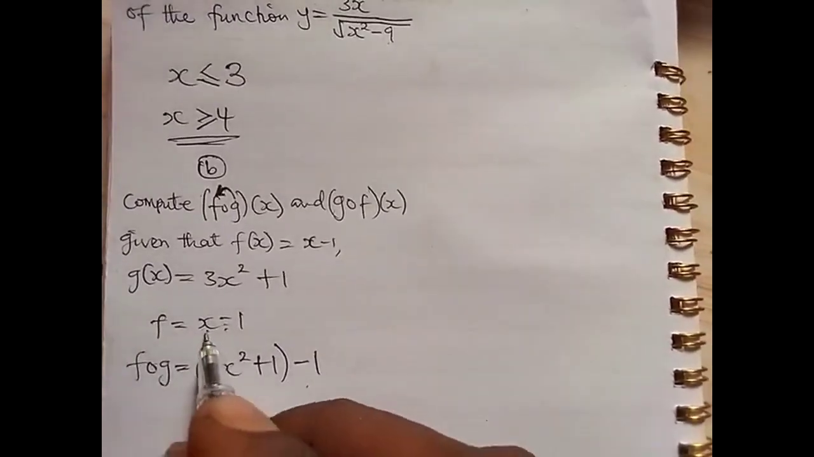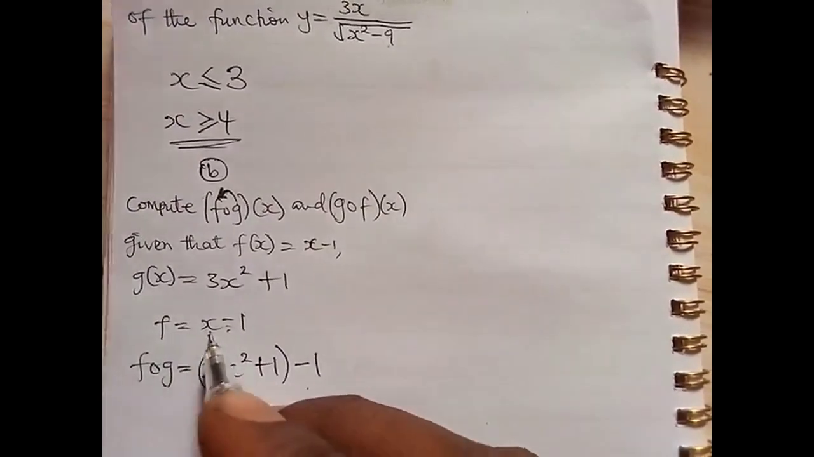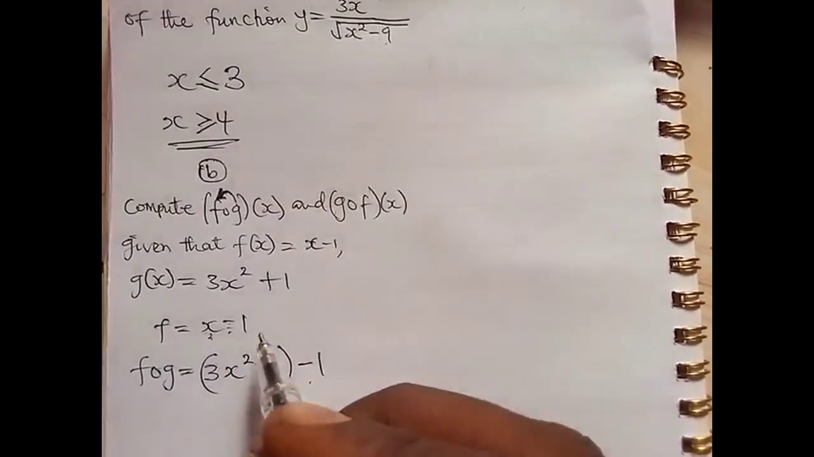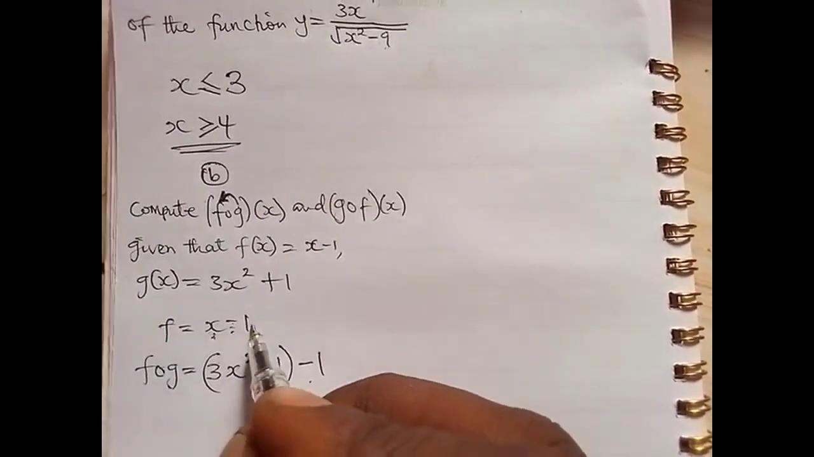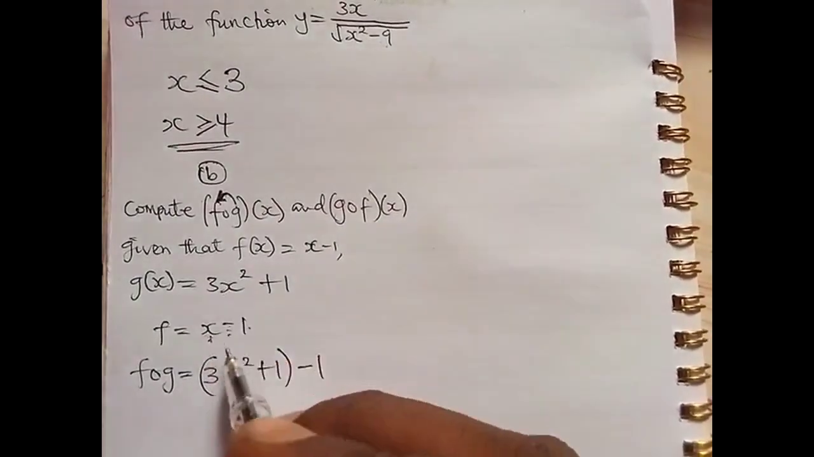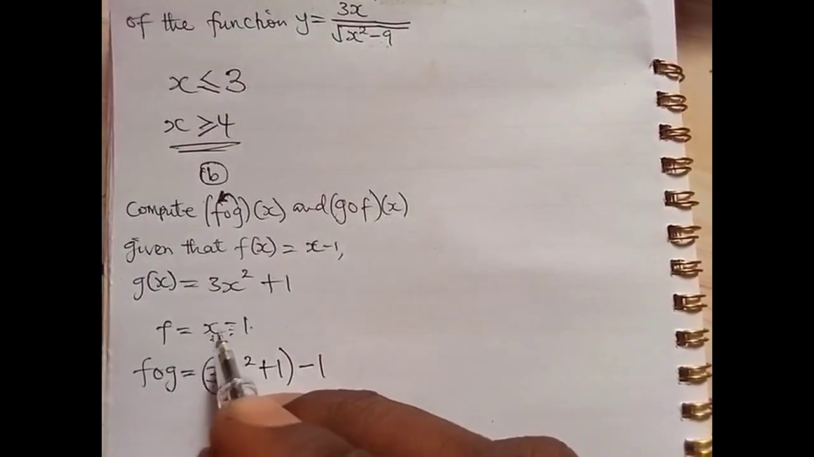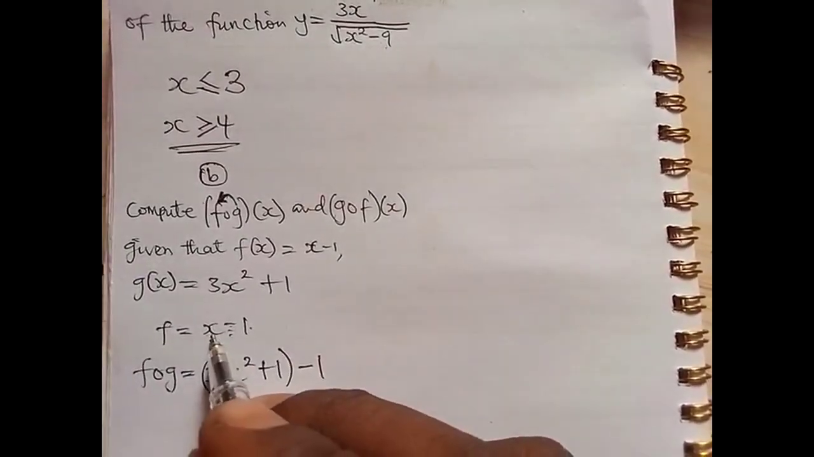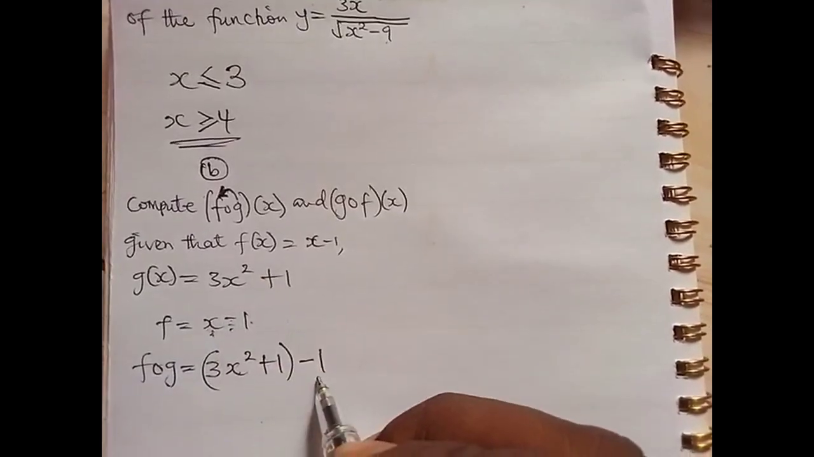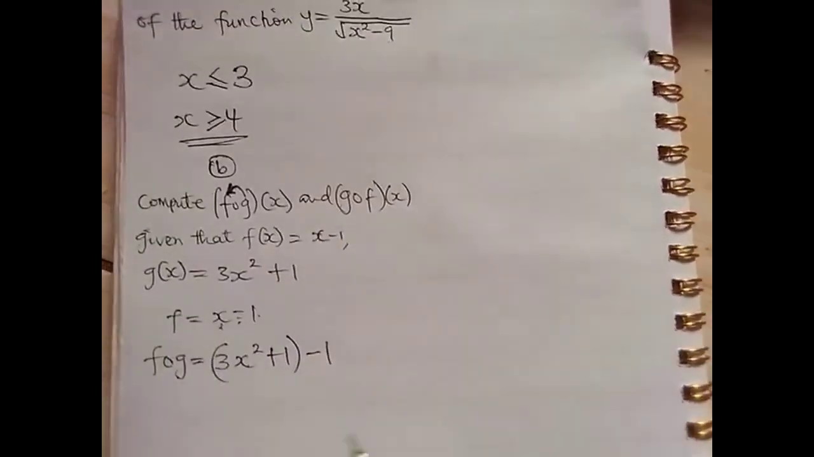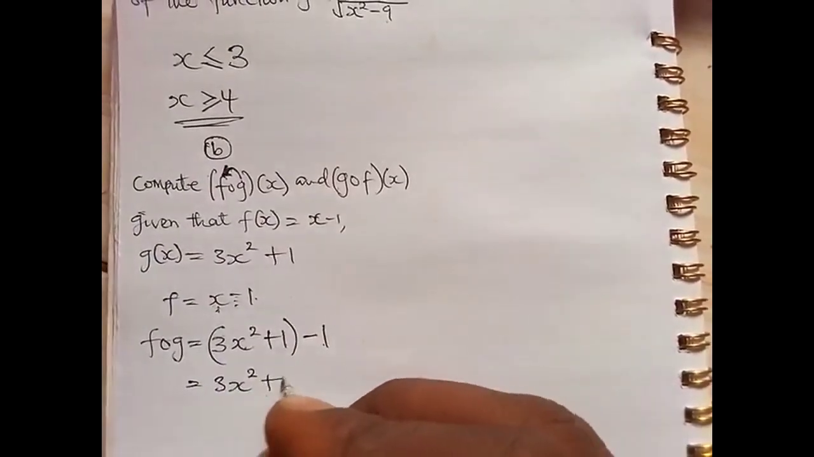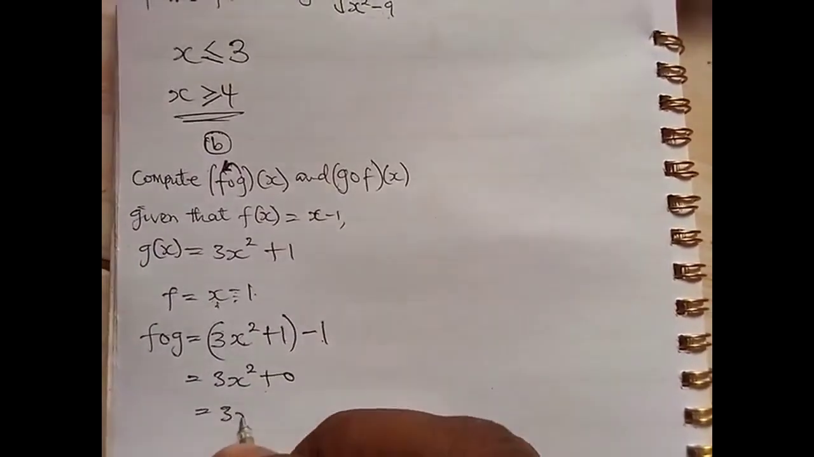Since there is x here, we'll remove it and replace it with g, then we'll write the remaining part. If there's another x again, we'll still replace that x with the value of g given to us. That's how it is. So since this is just x minus 1, what we'll do is substitute this for the value of g, then minus 1. So what we're going to have is 3x squared plus 1 minus 1. 1 minus 1 is 0. So our answer is 3x squared.